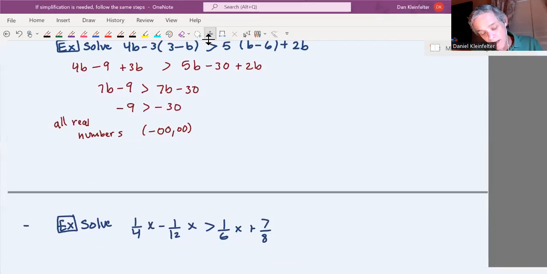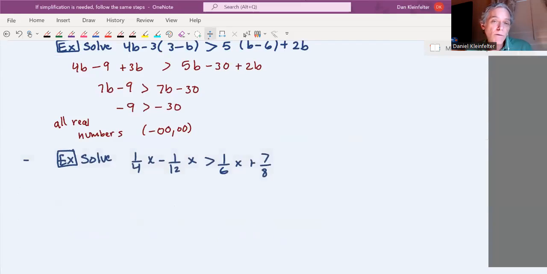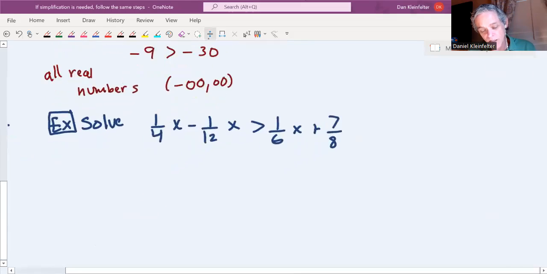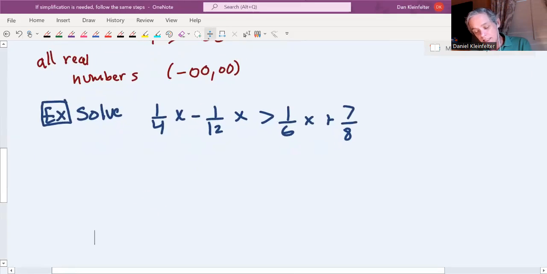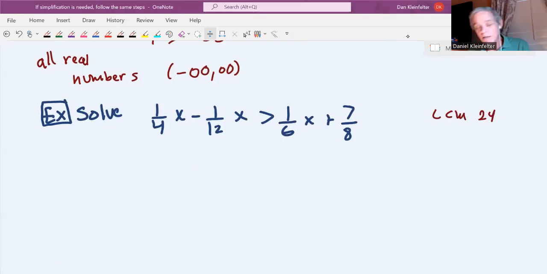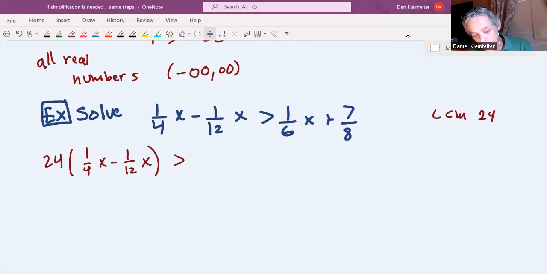Okay, here's one where we have some fractions in it. How we dealt with fractions in the past was multiply both sides by whatever it takes to make those fractions go away. So the LCM of the denominators, 4, 12, 6, and 8, is going to be 24. So we're going to multiply both sides by 24. 24 is positive, right? So I don't have to worry about multiplying. If I multiply by a negative, I have to change the direction on the inequality sign. Because I've multiplied by a positive number, everything is okay.